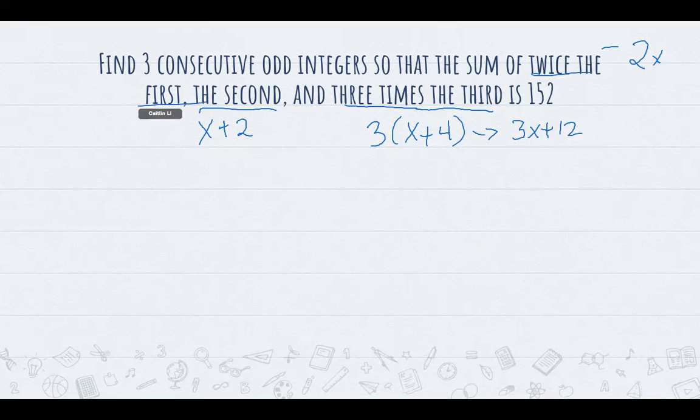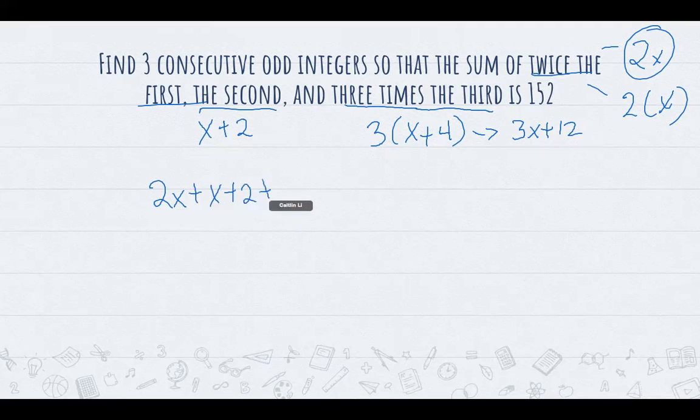Twice the first basically means 2 times x, so it will give you 2x. Anyways, now we're just going to write it into a sequence. And of course, equal to 152.